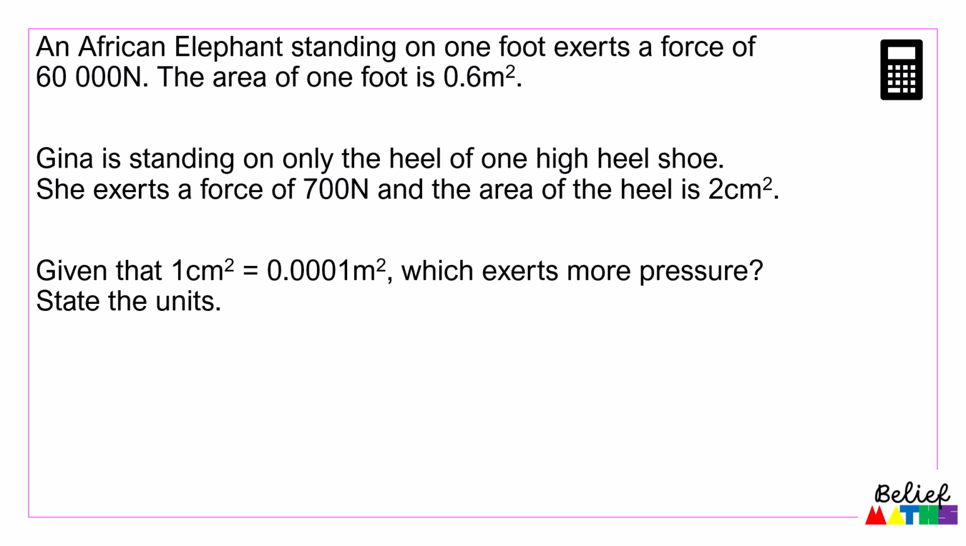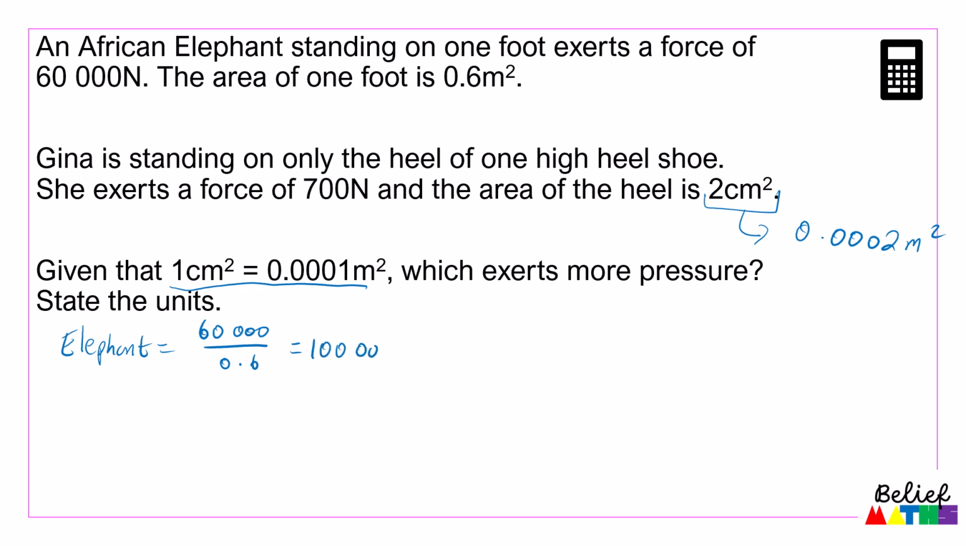Now normally for pressure we use newtons per meter squared, so let's convert this one first. So using the scale factor that we're given, we can quickly see that this is 0.0002 meters squared. And now we can just work out our pressures. So for the elephant, we're doing pressure is force divided by area, so that's 60,000 divided by 0.6, and 60,000 divided by 0.6 is 100,000 newtons per meter squared, or pascals if you prefer.